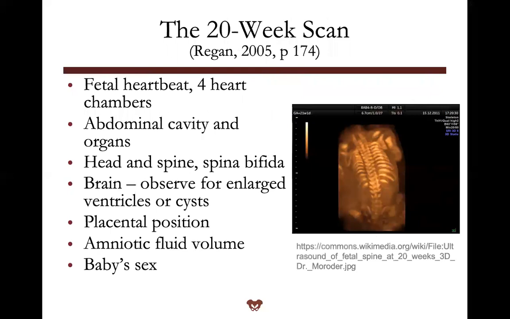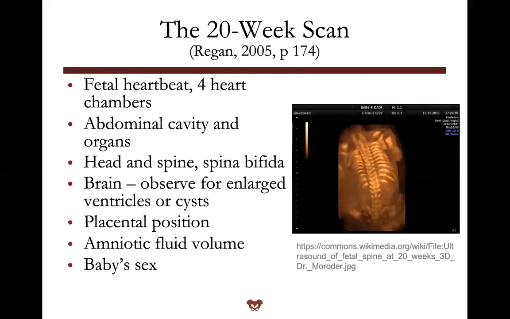With this scan, the fetal heartbeat is going to be assessed, and the physician is going to look for 4 heart chambers. So is the heart forming the way it's supposed to be? They're also going to look to make sure that the abdominal cavity and organs are forming the way that they're supposed to be. They're going to check out the head and spine. They're going to count the vertebrae and make sure that all the vertebrae are present, and look for any signs of spina bifida. They're going to look at the brain and see if there are any excessively enlarged ventricles, or look for any cyst.